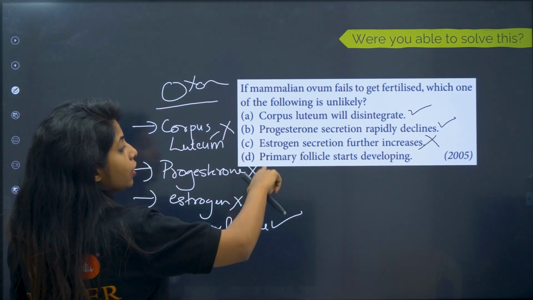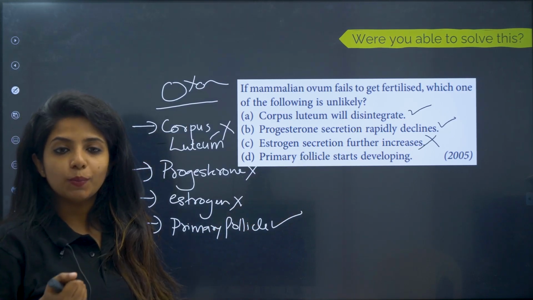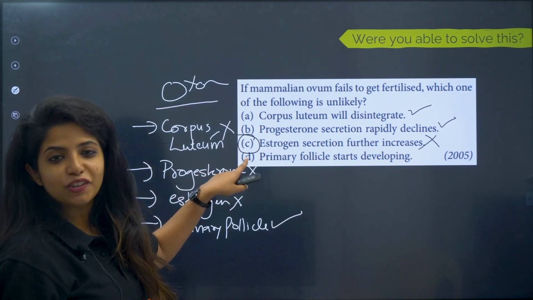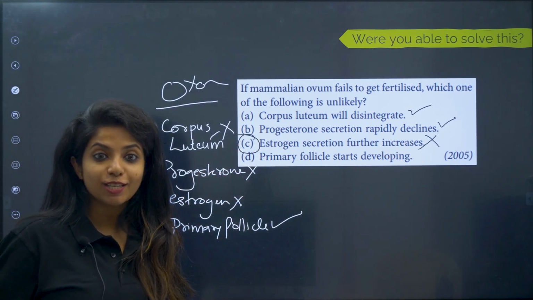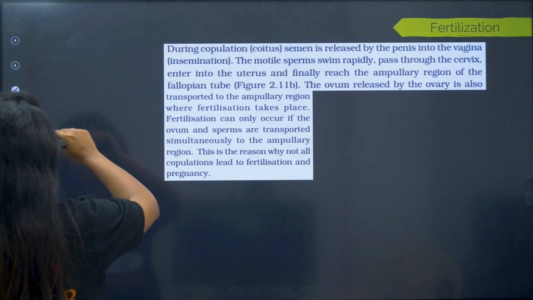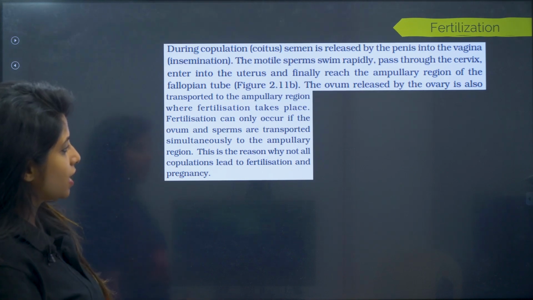It is decreasing. Now primary follicle starts developing. Obviously primary follicle is what? Developing. So what is the correct answer for this? This is the most unlikely event to occur. Okay. So I hope you were able to find the answer for this. This came in 2005. And now comes our dear fertilization. So let's read the NCERT first and then go ahead.